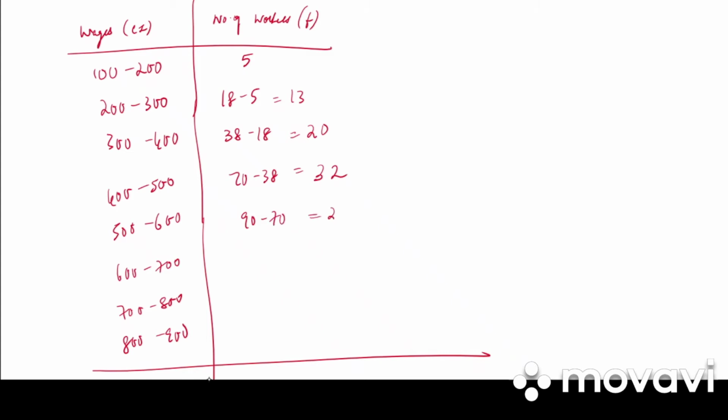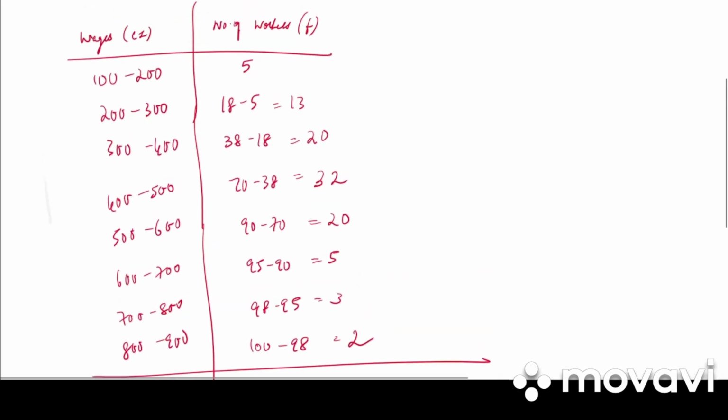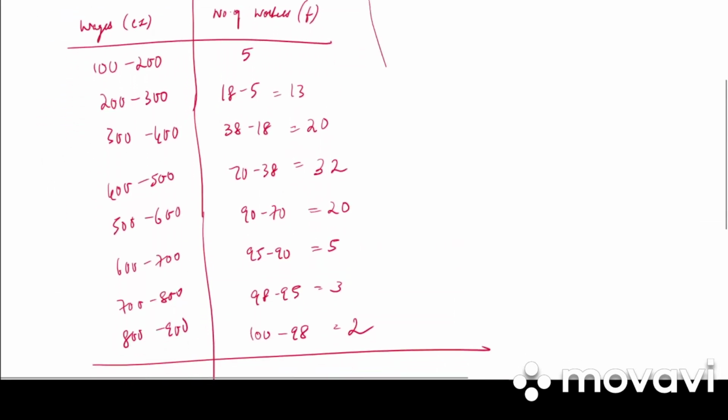90 minus 70, 20. 95 minus 90, 5. 98 minus 95, 3. 100 minus 98 is 2. Clear? So which is the modal class with highest frequency? It is 32. So next line write down. As 400 to 500 has highest number of frequencies, modal class is 400 to 500.